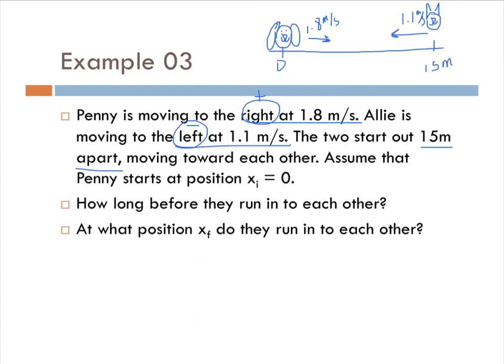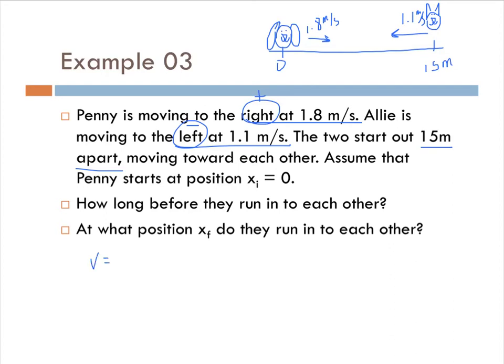So, when you're thinking of this problem, you want to think of what two things they will have in common. Basically, what is the problem asking for? The time and the position. When Allie and Penny run into each other, they will have the same final position, and the same time it took to make that collision. So what that means is we're going to have two equations.